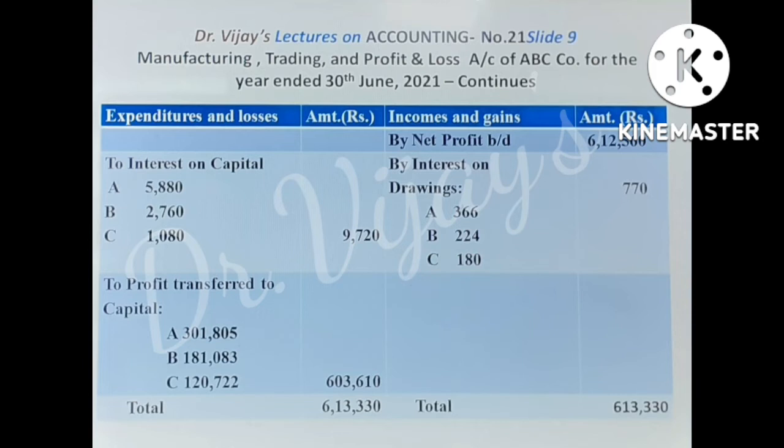Look at the debit side. Interest on capital of A, B, C is given, total 9,720. And on the credit side, just below net profit, interest on drawings, total 770. The net profit that remains after making adjustment of interest on capital and interest on drawings is 6,03,610, and that is divided among the partners in the ratio of 5:3:2. So A gets 3,01,805, B 1,81,083, and C 1,20,722.